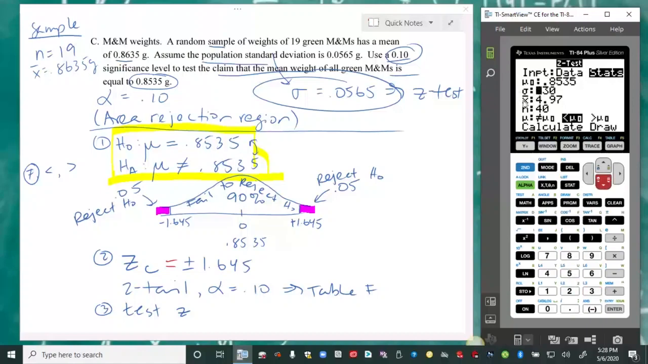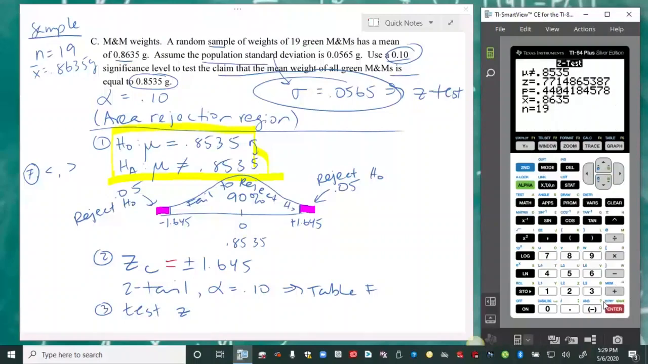And notice how it's prompting you for a population standard deviation. So you have to have this population standard deviation. It'll let you throw any number in there, but make sure it truly is a population standard deviation. Okay, so 0.0565. My X bar is 0.8635. My sample size this time was 19. And there are my 3 choices for the alternative hypothesis. I'm going to hit not equals and then calculate.